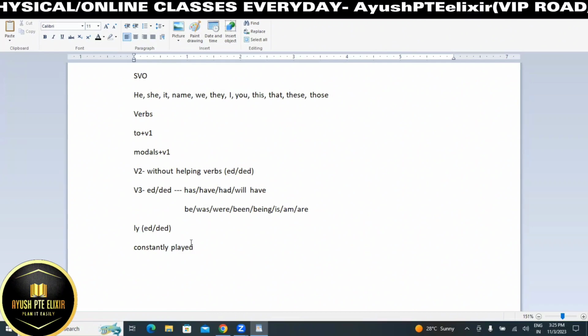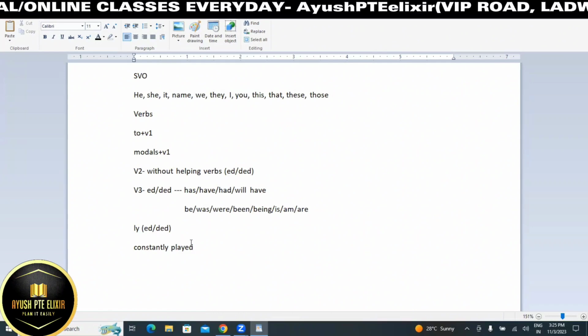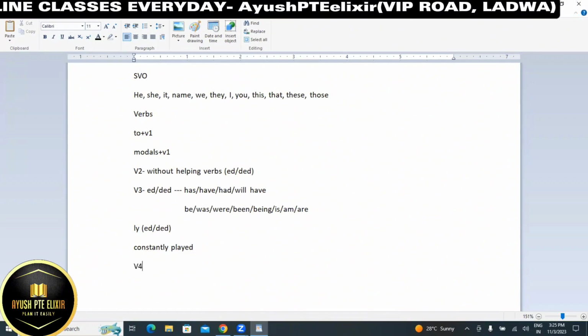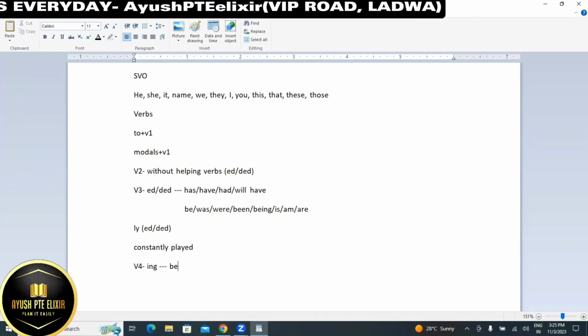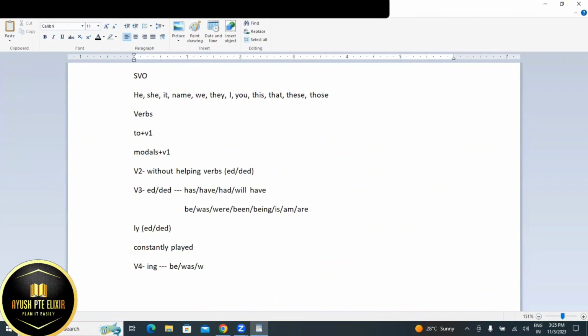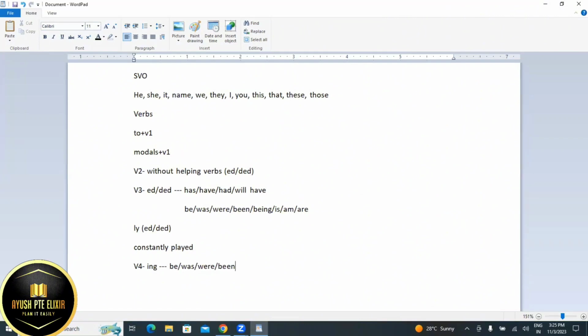And if I talk about the fourth form of the verb, that usually comes with ing at the end, and it has to be after be, was, were, if it's a continuous tense, if they're continuing it, except being. We will not use being over here.